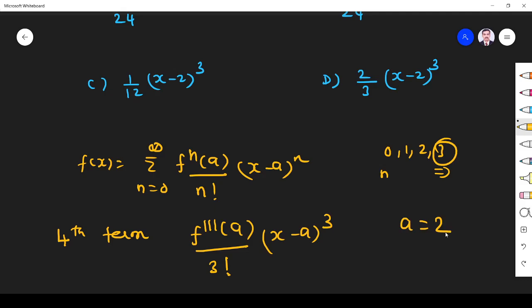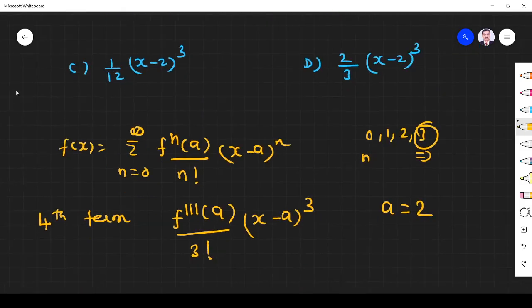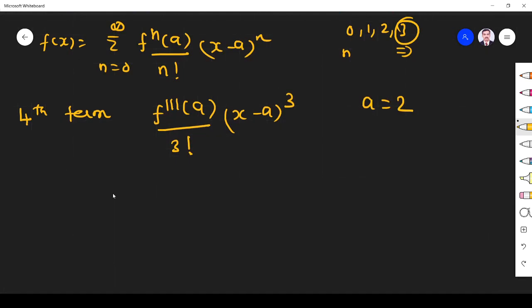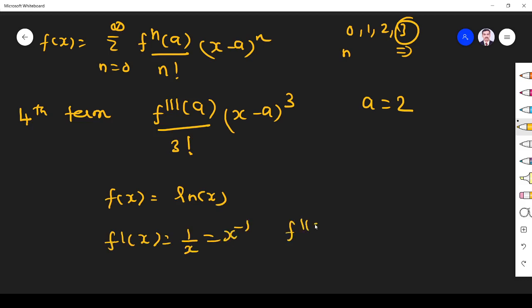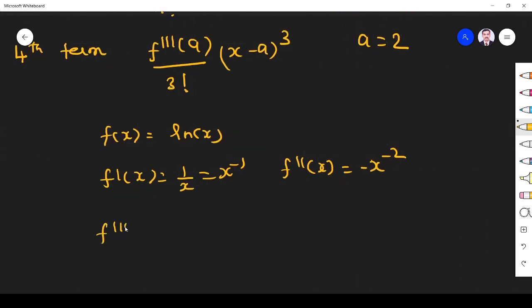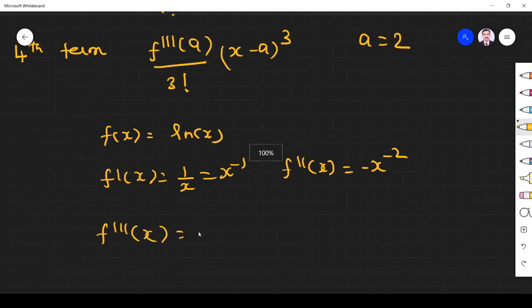As per the problem, a is equal to 2. Right? So ln x they have given. So what is f of x? f of x is ln x. I want the third order differentiation. So f dash of x is equal to 1 by x, that is x power minus 1. Then f double dash of x is equal to minus x power minus 2. And I want the third order differentiation. f triple dash of x is equal to 2 x power minus 3. So f triple dash of x we got.